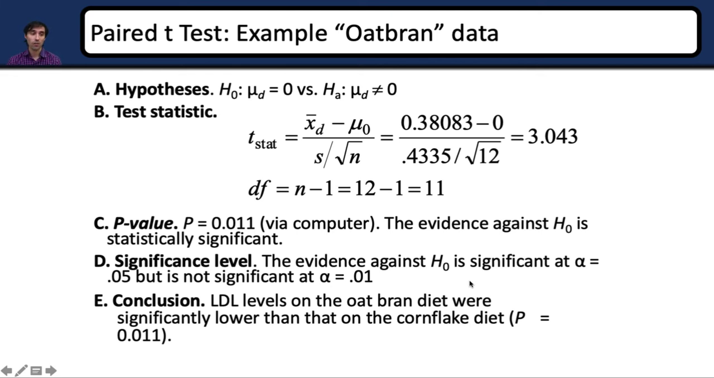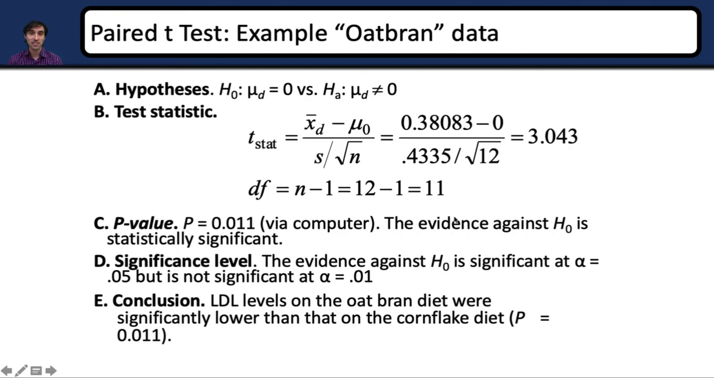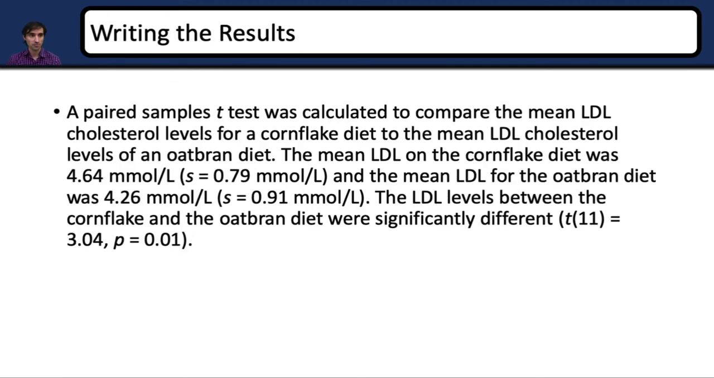because the evidence against the null hypothesis was at an alpha of 0.05, and therefore our alpha was smaller than that. However, if our alpha was at 0.01, we just missed the mark on that because we are at 0.011. Oh, so close, but that's still statistically significant. So we can conclude that LDL levels on the oat bran diet were significantly lower than on the cornflake diet.